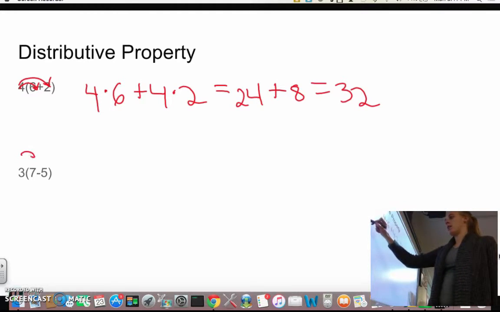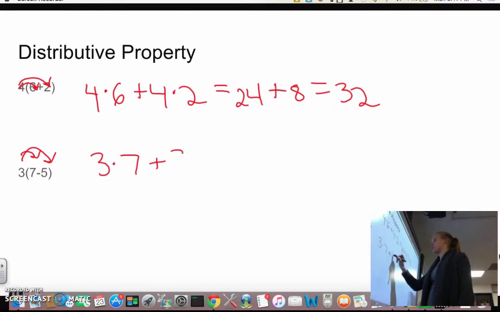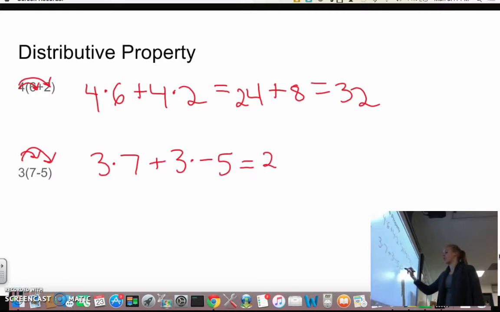So we'll take 3 times 7 and 3 times negative 5. So then we'll have 3 times 7 plus 3 times negative 5 will give us 21 plus a negative 15, which is the same as 21 minus 15, which will just be 6.